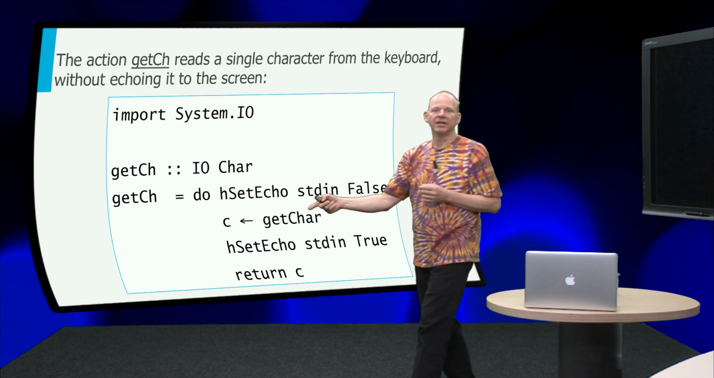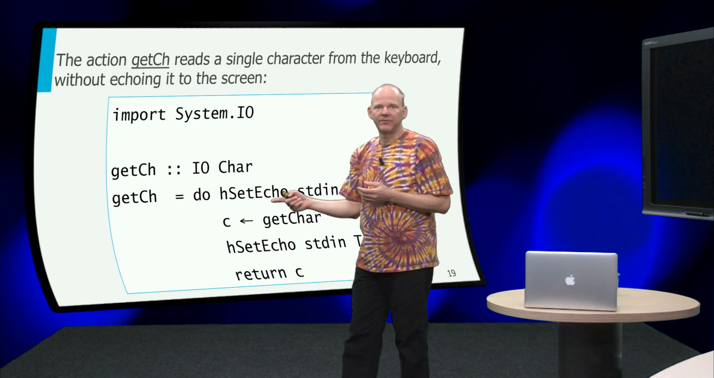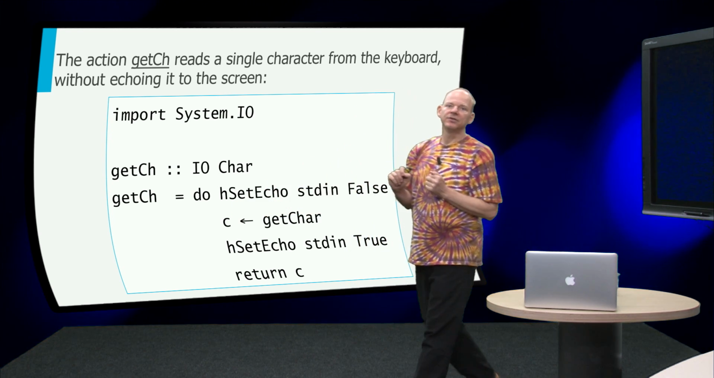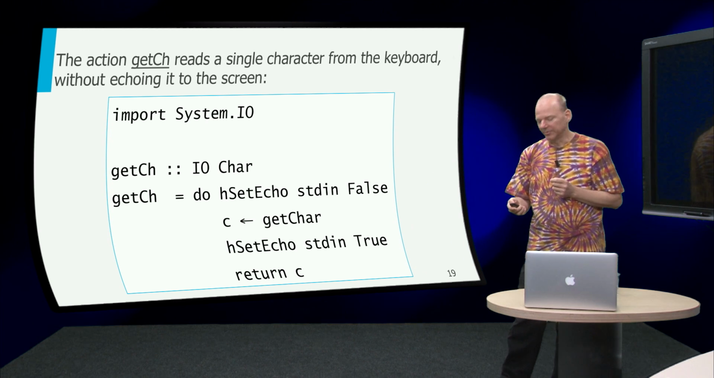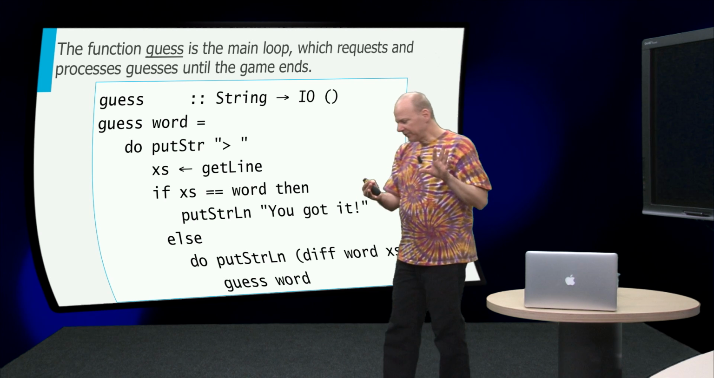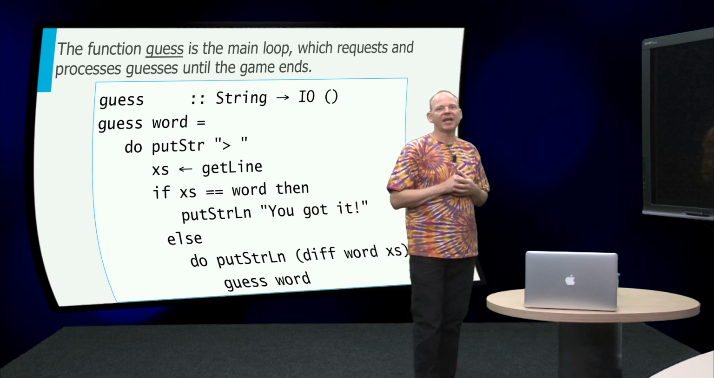And this here is just, because this is a monad, it just takes the value of this computation and binds it to C. So C is not a mutable variable. All right, enough of the IO part. Let's now look at the function guess.